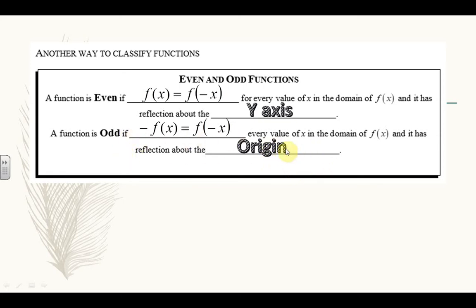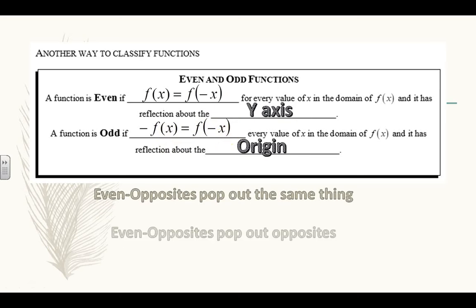This is the same as rotation of 180. Just throwing it out there for you guys that remember rotation of 180 from last year. Okay, and just notice in both, we're substituting into x the opposites. So like x and negative x, 2 and -2, 3 and -3, etc., etc.